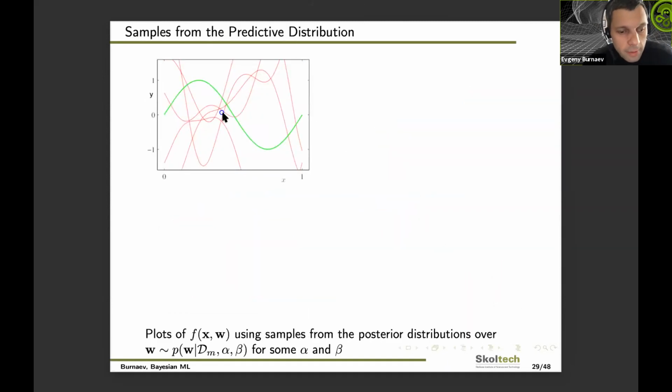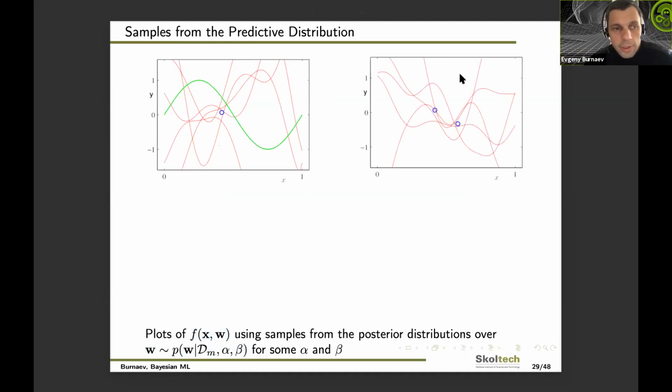This is our observation, the only observation. We take this observation and we sample the values of parameters W from the posterior distribution given the data set. And then we take this sampled value of W and draw how the function f of x, W looks like. And we see that because we have only one observation, the trajectories of this function are quite random, right?